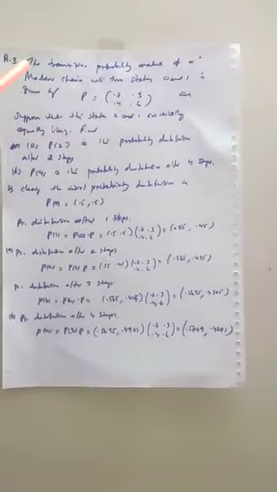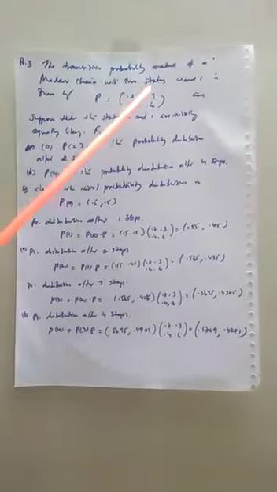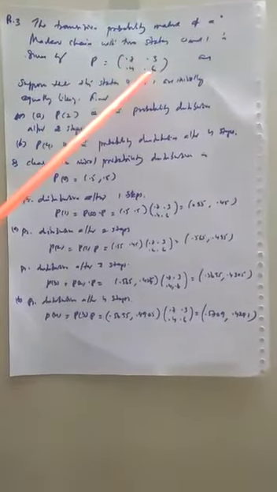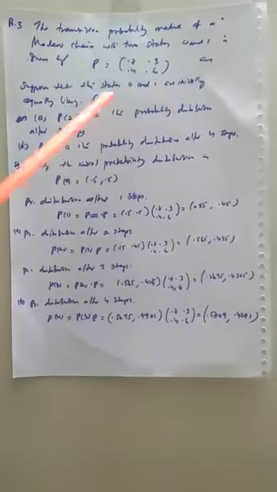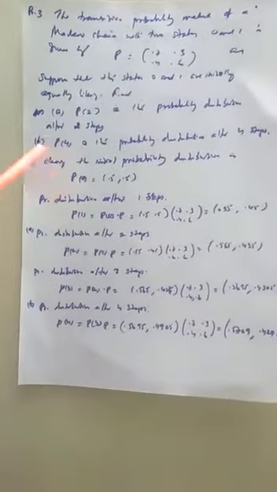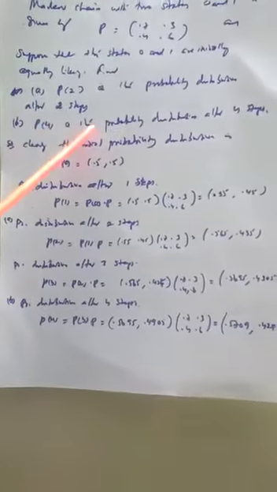More problems on Markov process. Next problem. The transition probability matrix of a Markov chain with two states 0 and 1 is given by matrix P is equal to [0.7, 0.3; 0.4, 0.6]. And suppose that the states 0 and 1 are initially equally likely. Find (a) P of 2, that is the probability distribution after two steps. Next, (b) P of 4, that is the probability distribution after four steps.